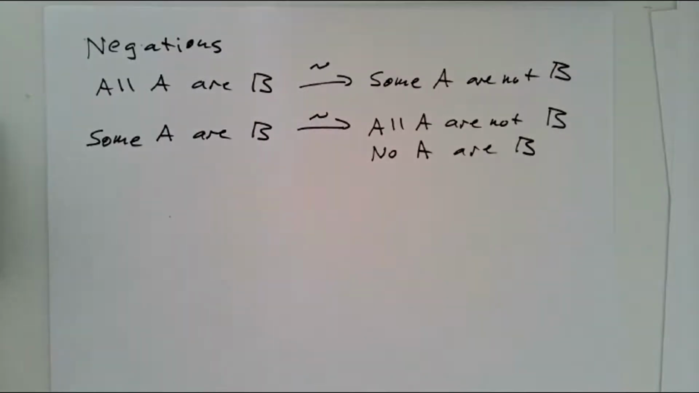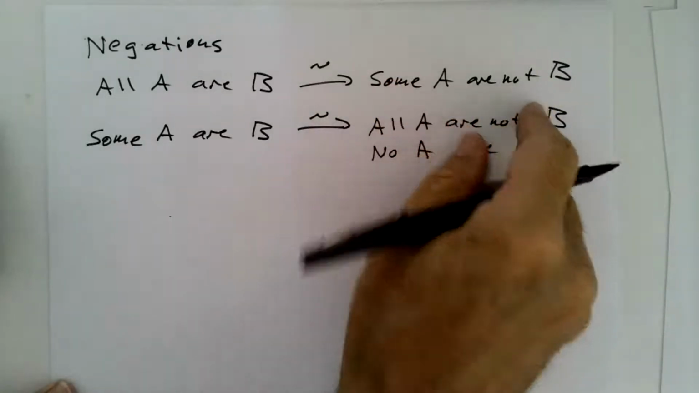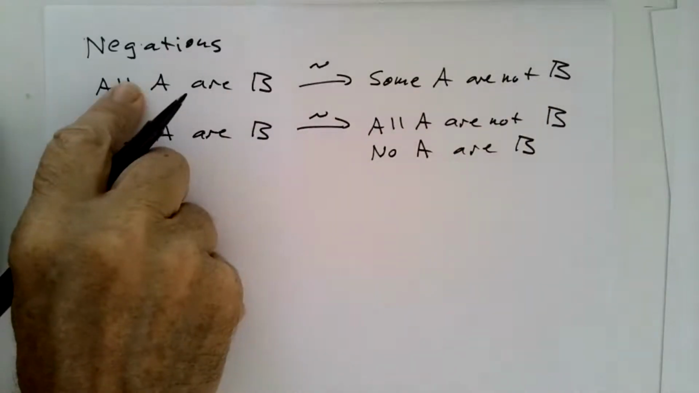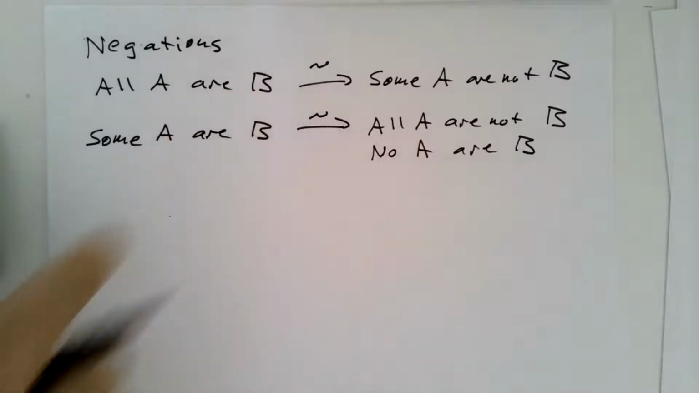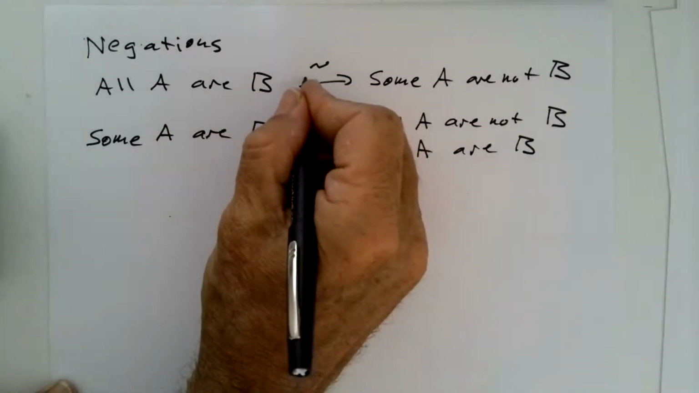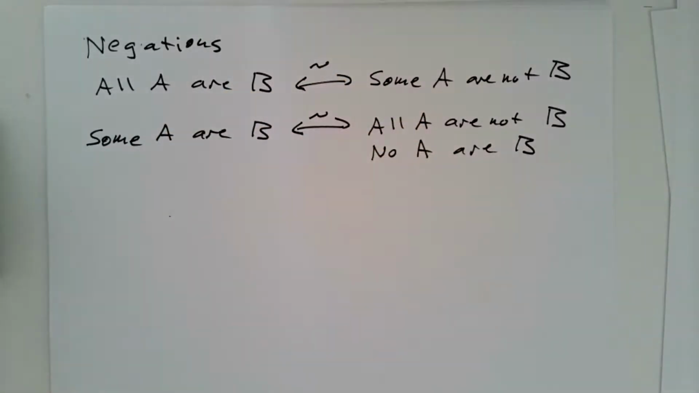So no A are B is equivalent to all A are not B. And notice the negations go the other way. If I start with some A are not B, the negation going the other way would be all A are B. So you can sort of think of the negations going both ways here. So let's take a look at one or two more of these.